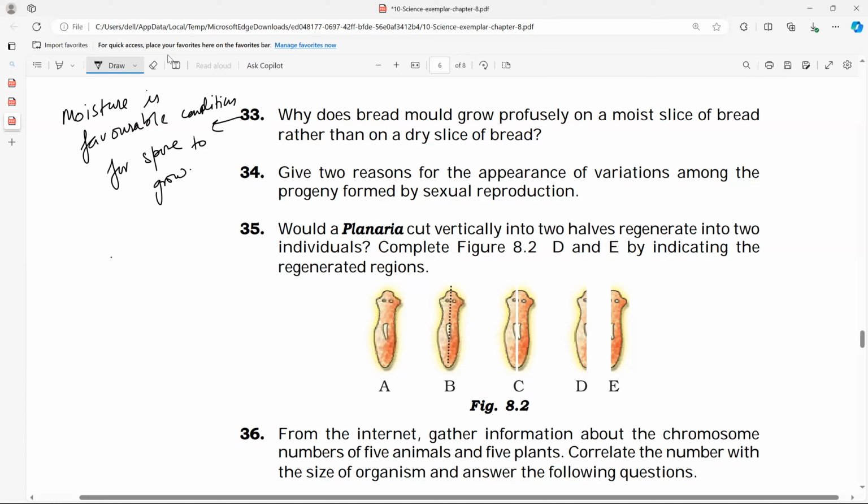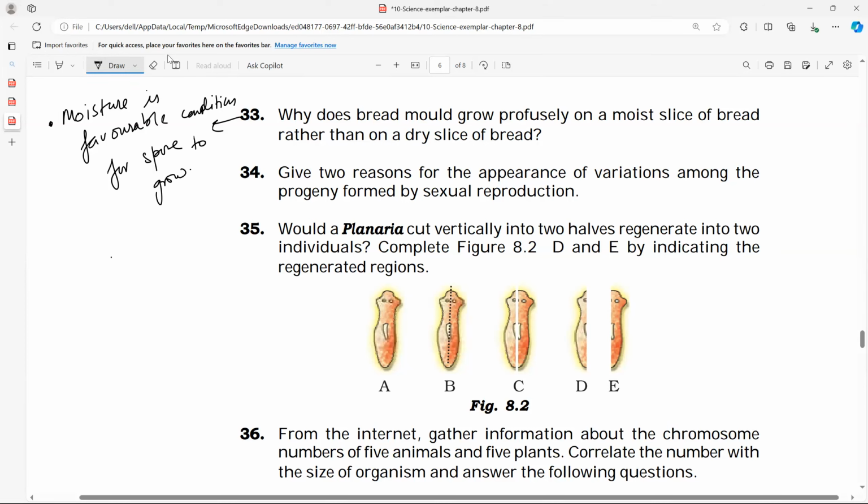Okay. Next, should we discuss another point, or should we leave this one? Why does bread mold grow profusely on a moist slice of bread rather than a dry slice of bread? Because of moisture. What can moisture provide? Water. Yes, this is enough. Moisture is a favorable condition for spores to grow. Got it? Why are you not answering? Yes, sir, got it.